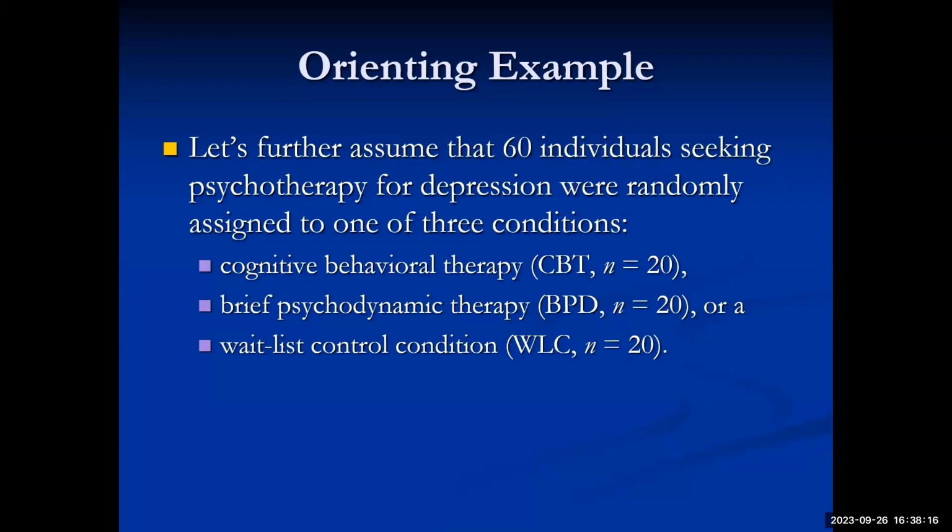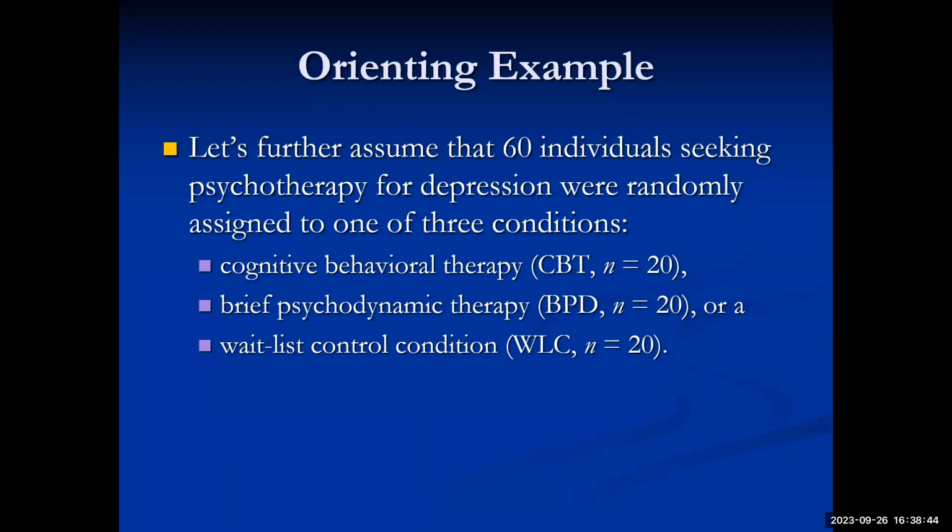We can further assume that from 60 individuals seeking psychotherapy for depression, we're going to randomly assign participants to one of three conditions: cognitive behavioral therapy, abbreviated as CBT in the literature; brief psychodynamic therapy, which can be abbreviated BPD; or waitlist control condition, which I've abbreviated WLC.